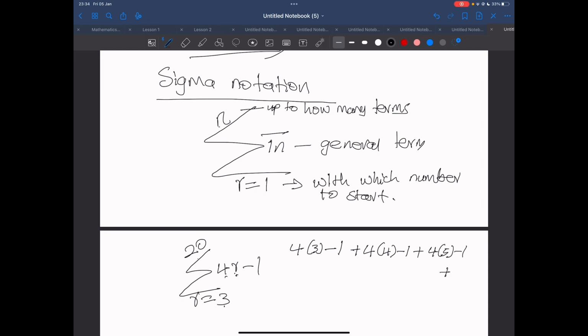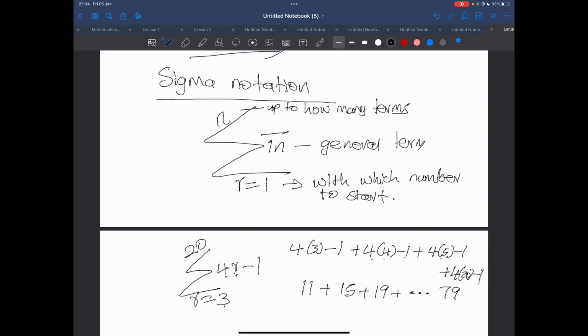We can even go to the last term, where we substitute 4 times 20 minus 1. Now, if we expand this, we will have, as indicated, 11. 4 times 4 is 16 minus 1 is 15. And then 4 times 5 is 20 minus 1 is 19. 4 times 20, this is the last one, is 80 minus 1 is 79.